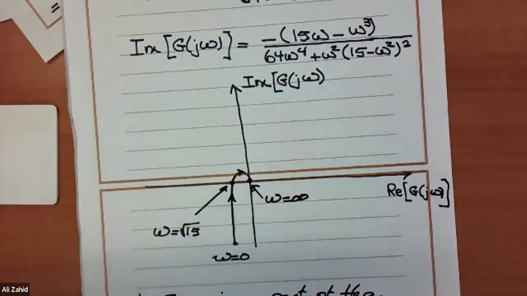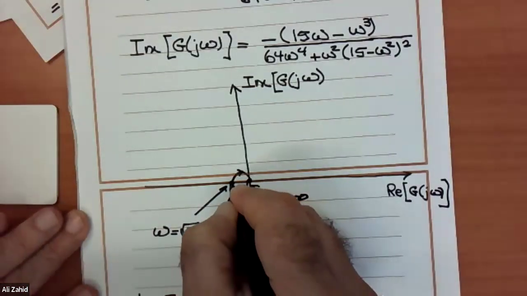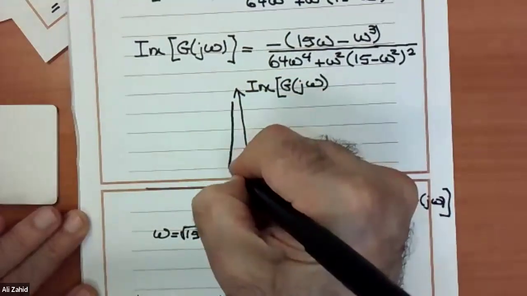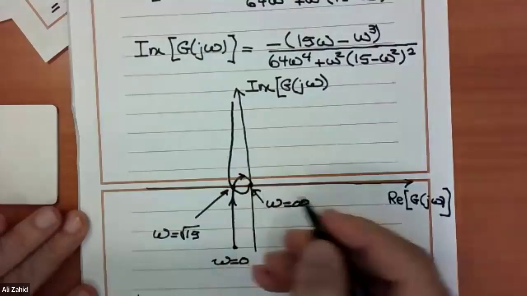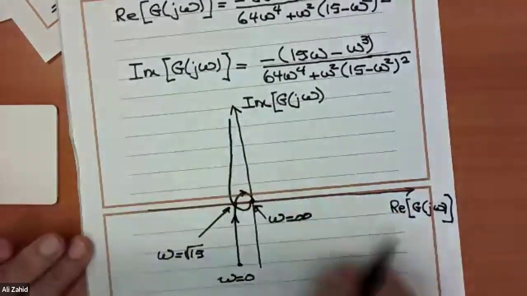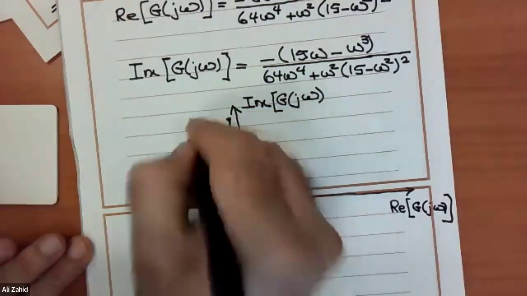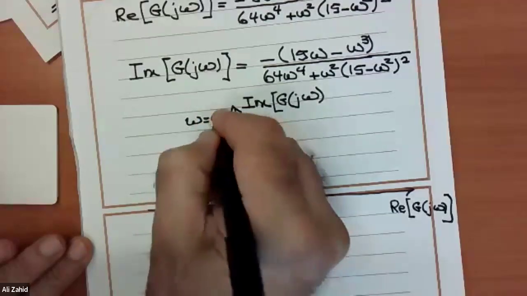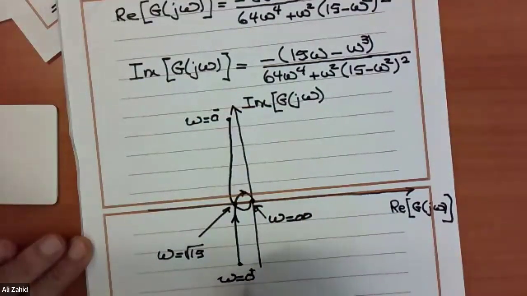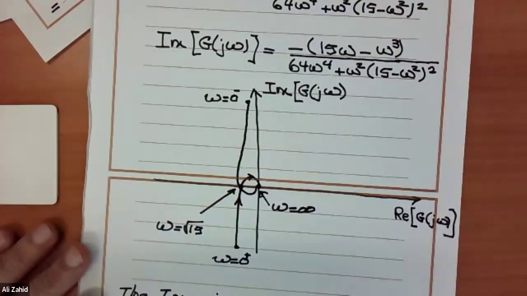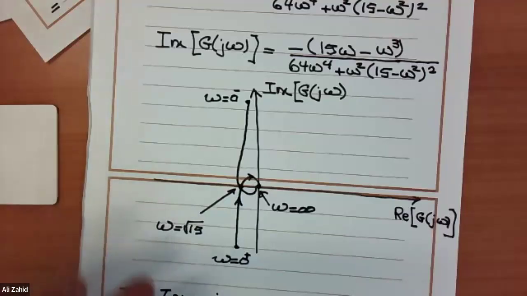Now, on the negative side, what does the curve look like? When omega is negative, remember, it is the mirror image. So it loops down and then goes up. Where are we headed to here? To 0 minus. This one is 0 plus. Did you get it? Are you following me so far? This is a Nyquist plot.